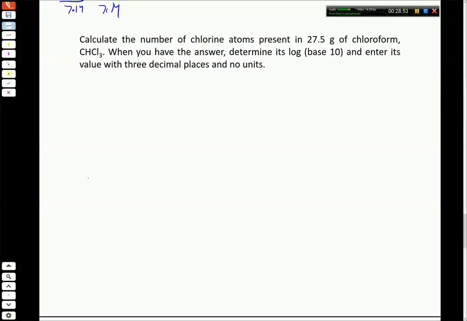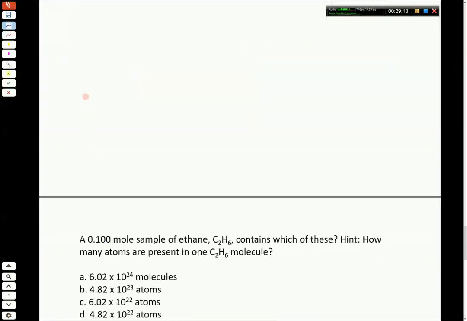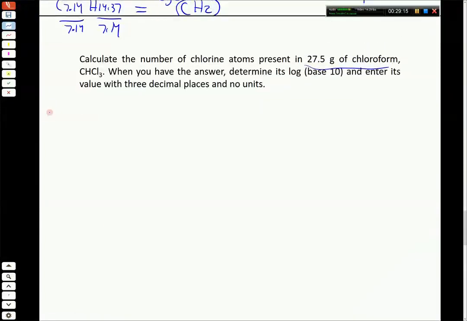Alright, this next problem is pretty similar to one of the problems we had above, where we're asked to calculate the number of chlorine atoms present in 27.5 grams of chloroform. I've had a lot of questions from students on problems like this, and what always inevitably happens is that we forget a key step. If we want to find the number of chlorine atoms, we're given the mass of chloroform, 27.5 grams. As we've already covered in this review, we have to convert that into moles by using the molar mass. So we want grams in the denominator.